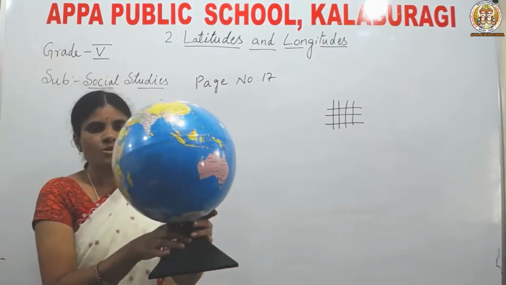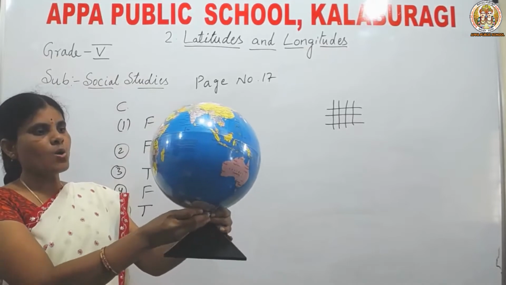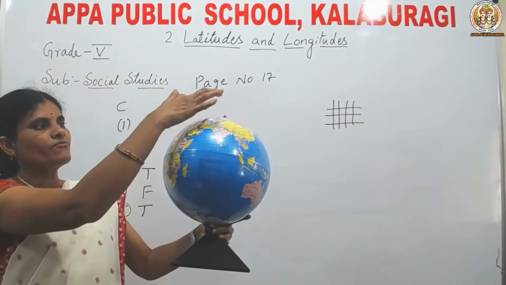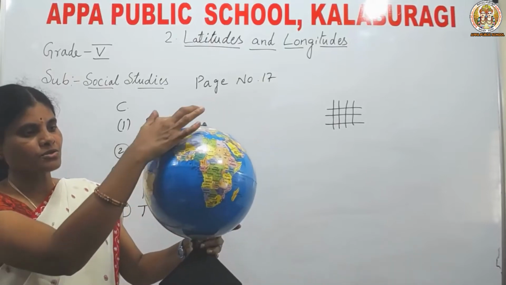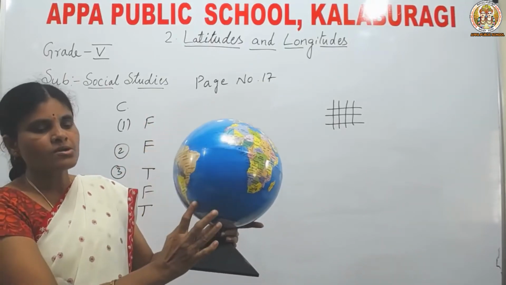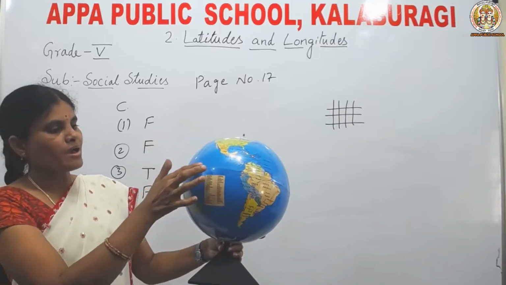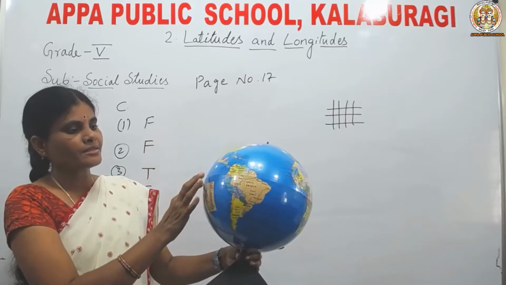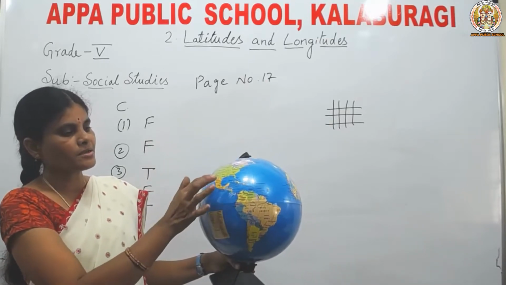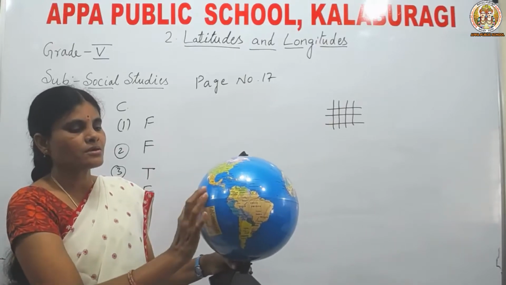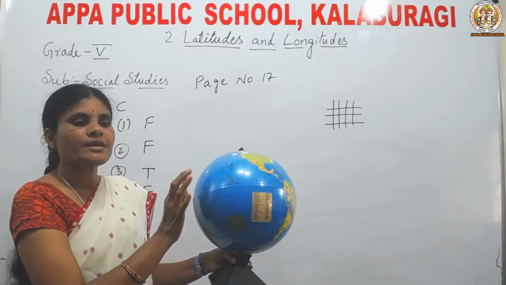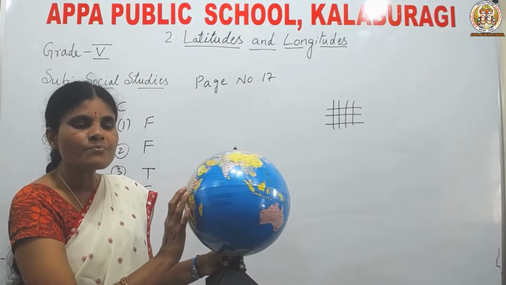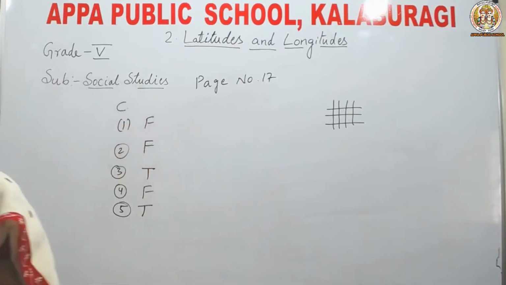See, this is the globe, children. Here we have latitudes and longitudes. Vertical lines are called longitudes and horizontal lines are called what? Latitudes. Latitudes are also called parallels.